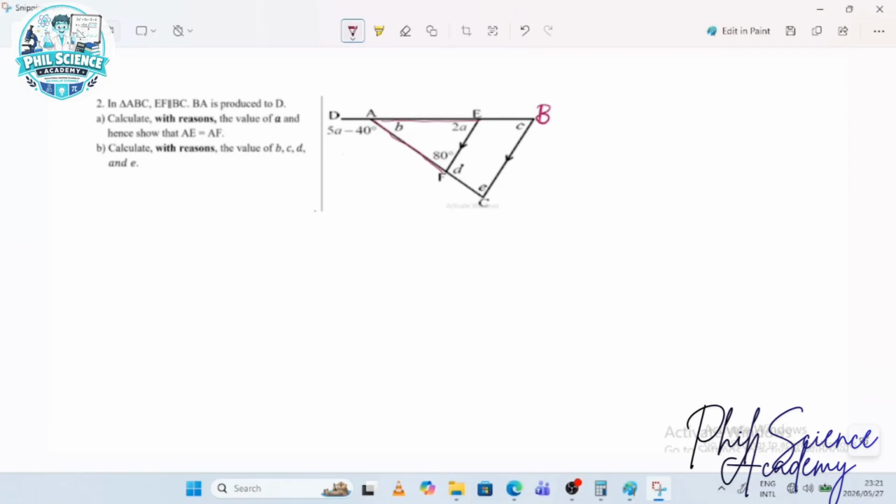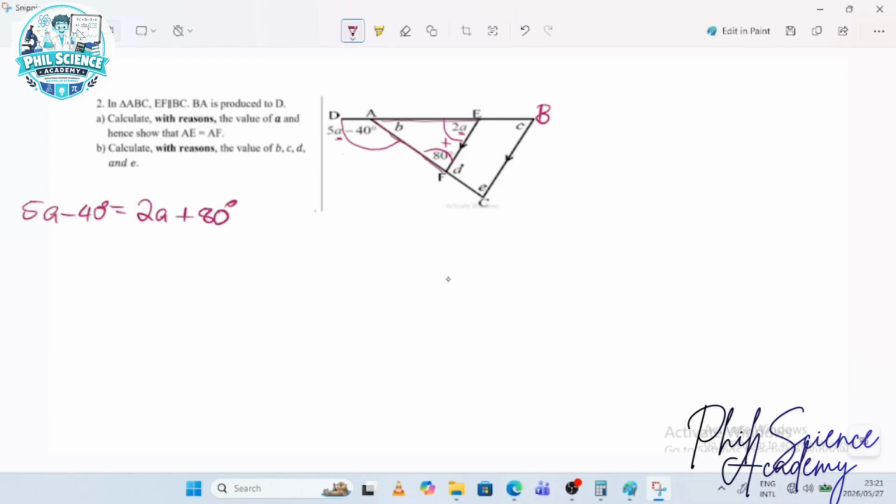First things first, we are supposed to find the value of A. We can see that A is here and here. So we are going to use the fact that the exterior angle of a triangle is equal to the sum of two interior opposite angles. We can see that this angle here is the exterior angle of this small triangle. So the exterior angle is equal to the sum of this angle and this angle. We're going to say 5A minus 40 degrees is equal to 2A plus 80 degrees.